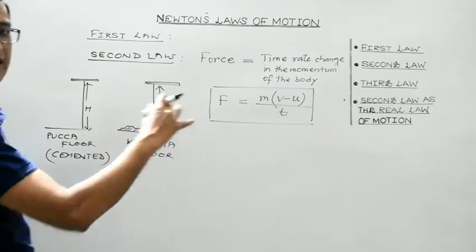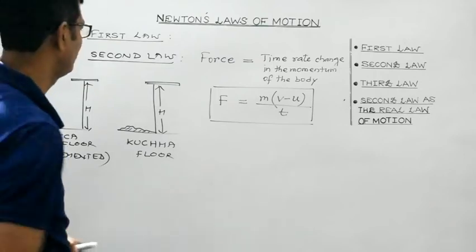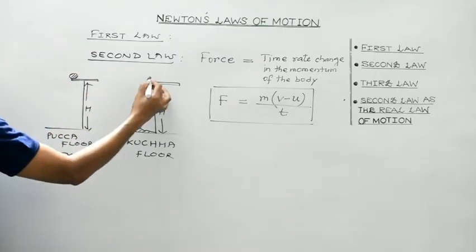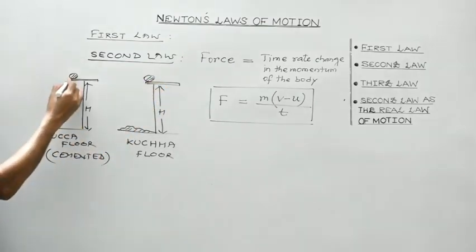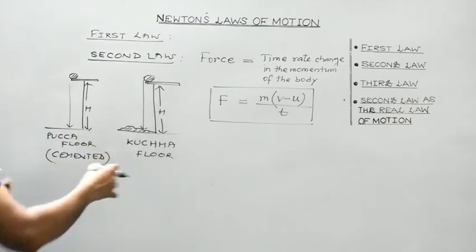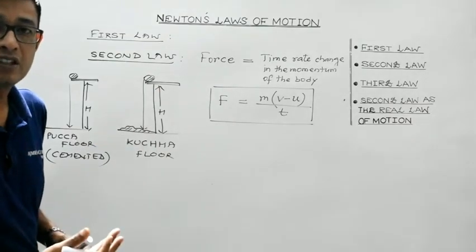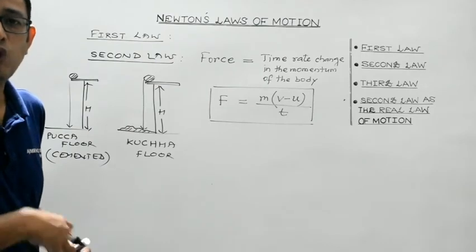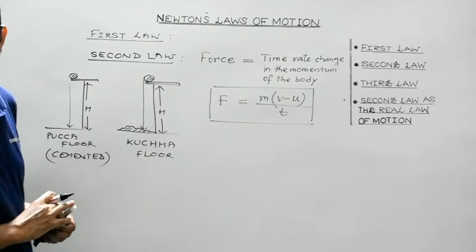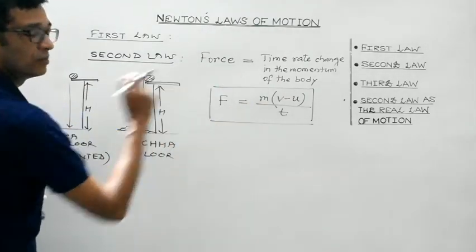Suppose heap of sand is placed on the floor, right? So it will act as a kacha floor. A person accidentally falls from here, from the height. Now, in this case and in this case, in both the cases, he will fall through the same distance, in which case the person will get more hurt? Obviously, in the case of pucka floor. Why is it so? It can be easily explained using this concept, right?